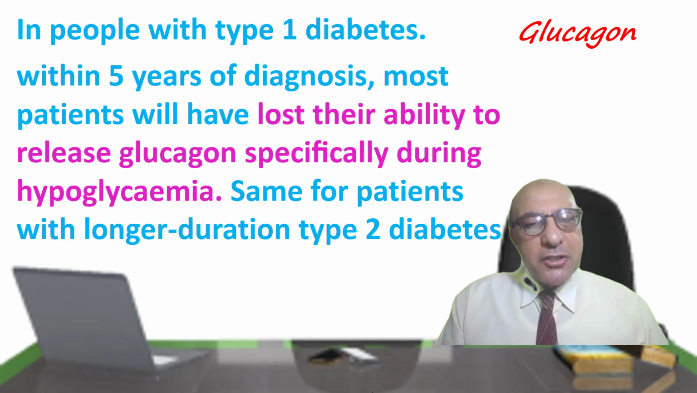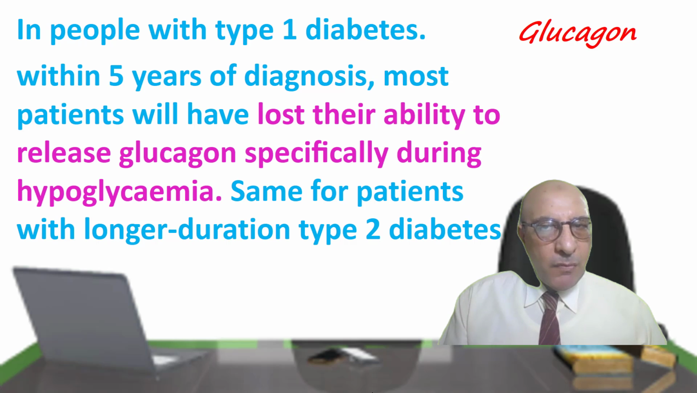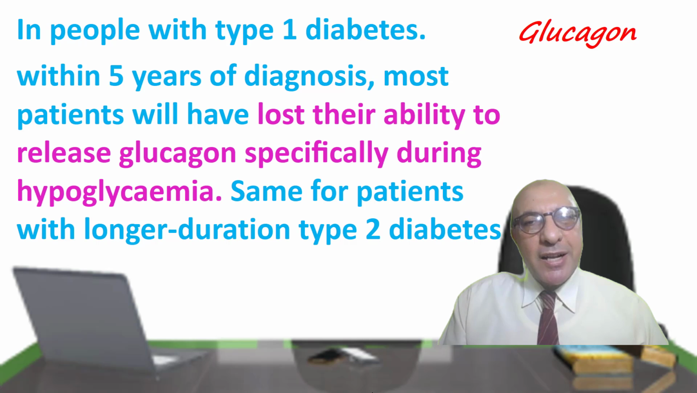The same deficiency will happen to patients with type 2 diabetes, but after a longer duration. So the diabetic patient has lost his secondary protective mechanism. First, he cannot suppress insulin already given from the outside. And second, he cannot secrete glucagon.